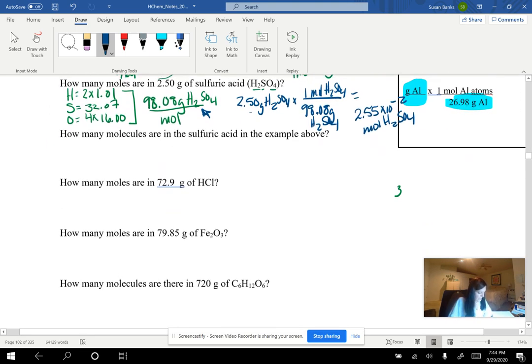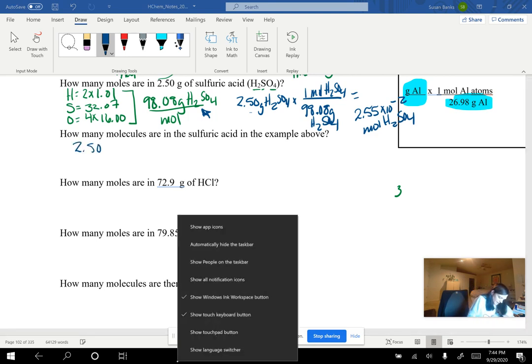Okay, so next thing, how many molecules are in that 2.5 grams of sulfuric acid? So we're going to do the same thing, but now we are going to go to molecules. So we are going to have to use Avogadro's number. So same problem, we're going to string it all together, but we're going to add an extra step.